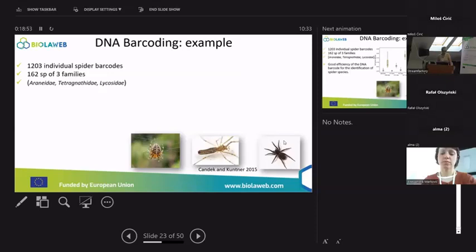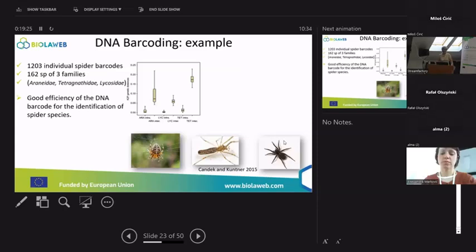For example, here you have an example on spiders by Kandek and Kantner in 2015. They sequenced COX-1 barcodes for 1,203 individuals from 162 species that were from 3 families: Araneae, Tetragnathidae, and Lycosidae. And they could see that there was a good efficiency of the DNA barcode for the identification of spider species inside each of these 3 families.